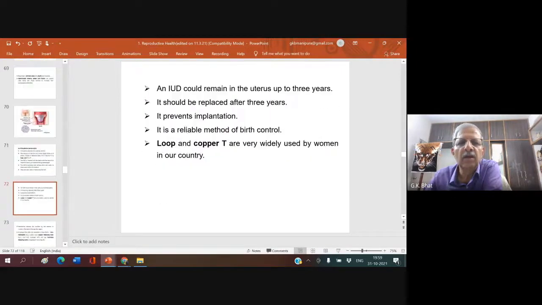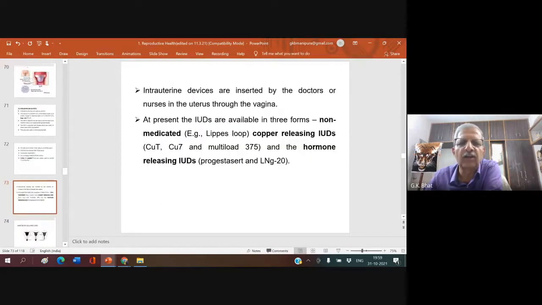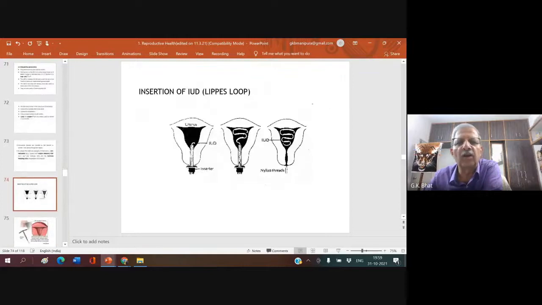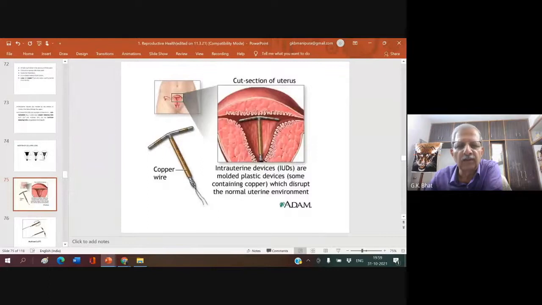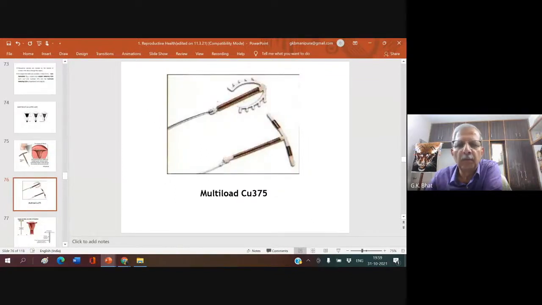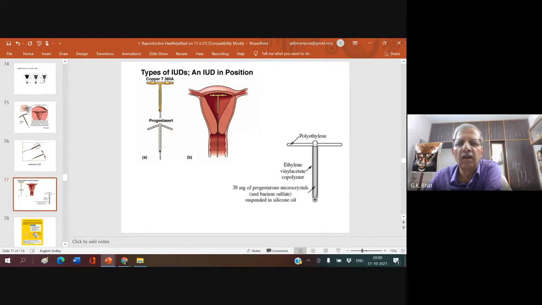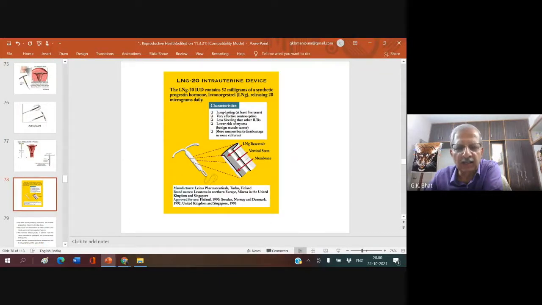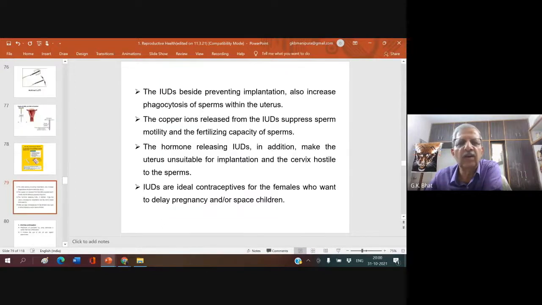Right? Now let us look into certain intrauterine devices. This already I have showed yesterday. Lippes loop. This is a copper T. Multiload copper 375. These are copper releasing IUDs. Right? LNG 20 it is, a hormone releasing IUD.